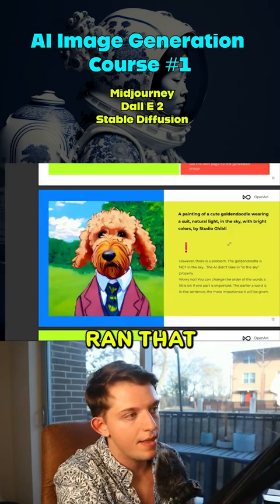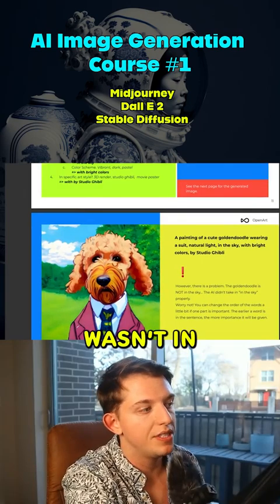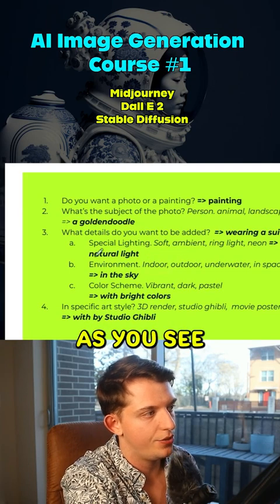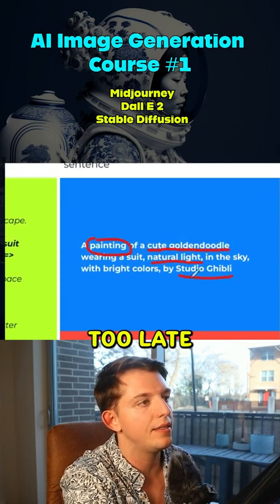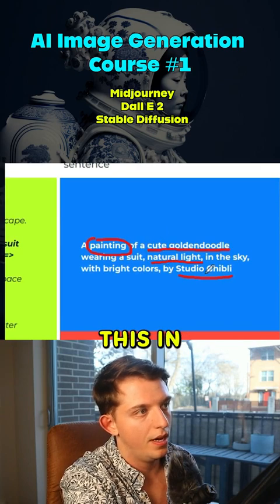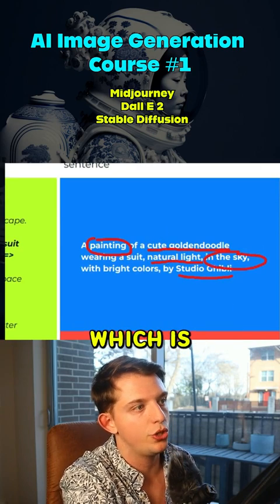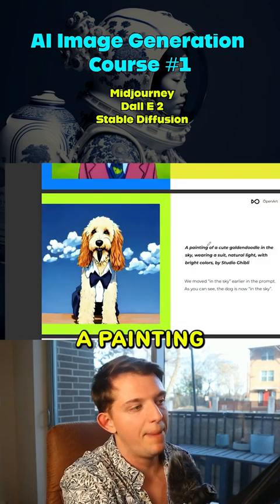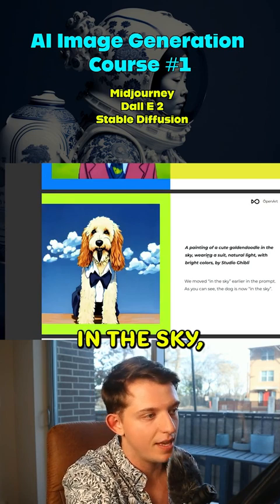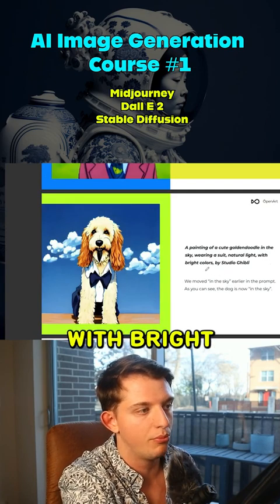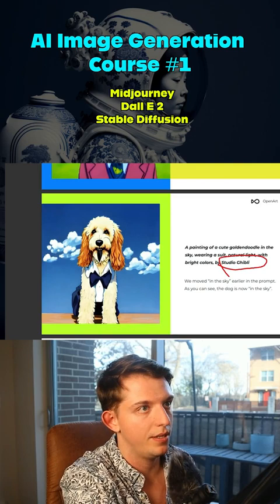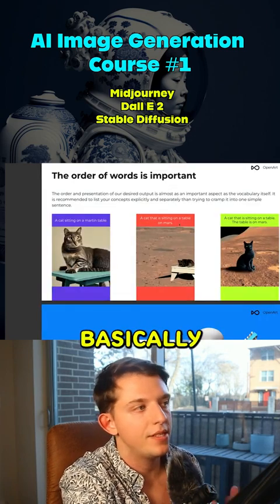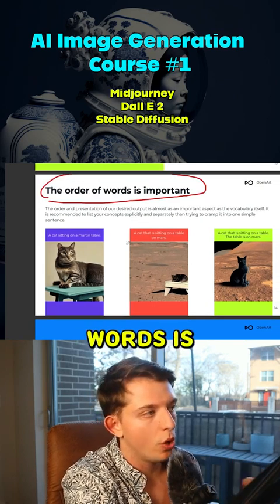However, after they ran that prompt, the dog wasn't in the sky. The intention was that they wanted the dog to be in the sky, as you see here, but it was included too late in the prompt. You see this in the sky was included right here, which is too late in the prompt. So now here is the fix. A painting of a cute golden doodle in the sky, wearing a suit, natural light with bright colors, then Studio Ghibli. The fix was that they moved it earlier in the prompt. And so basically what they're trying to tell you is the order of the words is important.